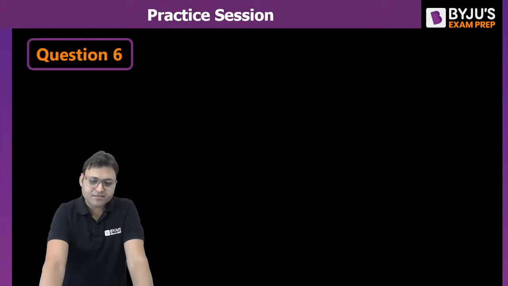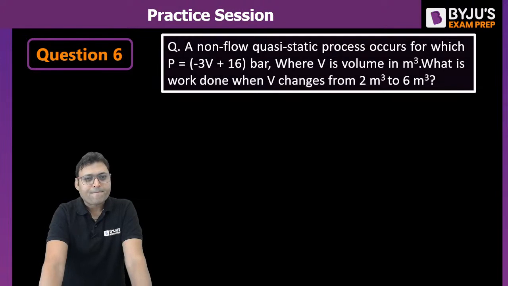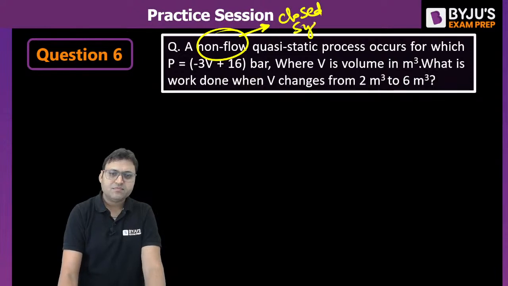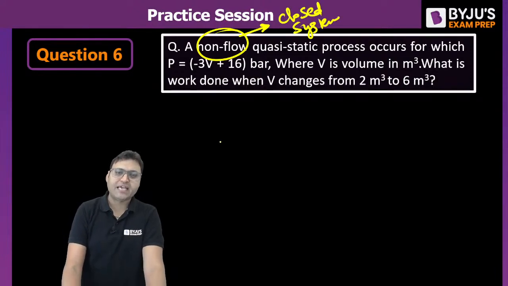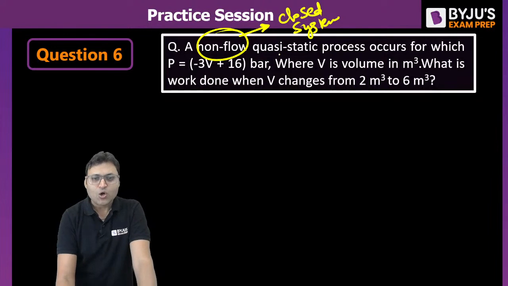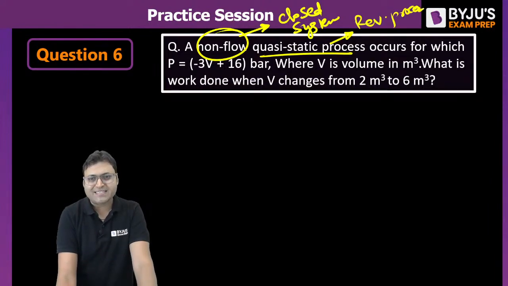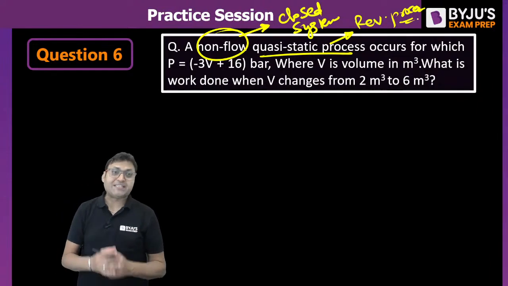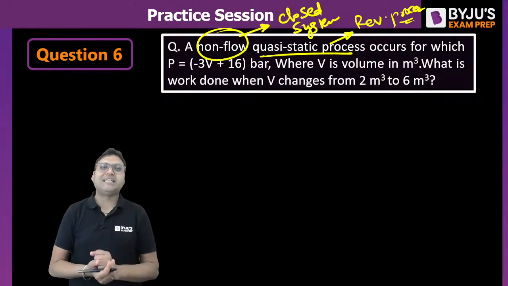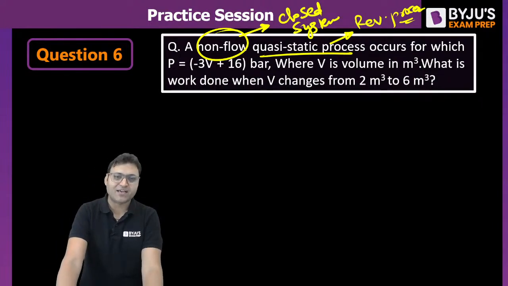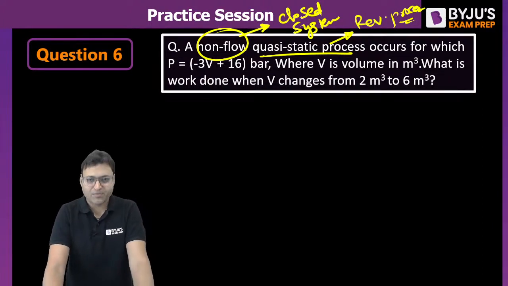Question number 6. A non-flow process. What is the meaning of non-flow? It means closed system. There is no mass flow taking place across the system boundary. Quasi-static process means the reversible process. Quasi-static means almost static, which occurs with minute changes, very small gradients. That is called quasi-static, almost static. We can call it a reversible process.